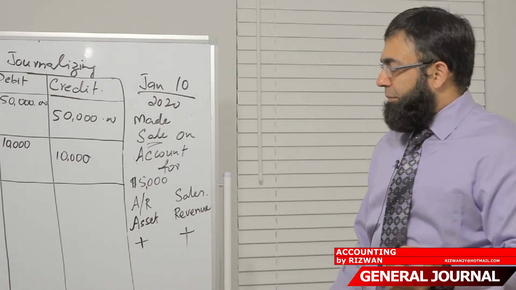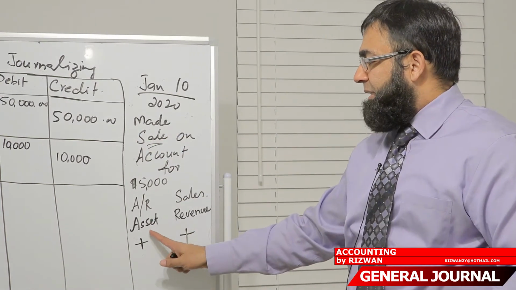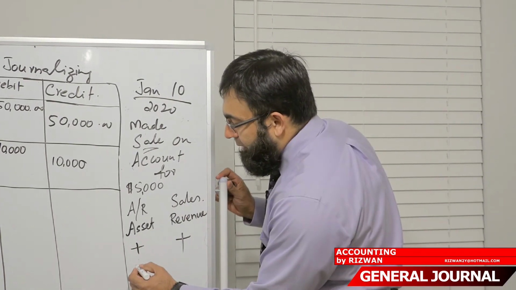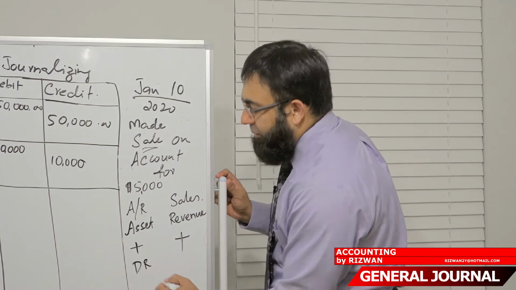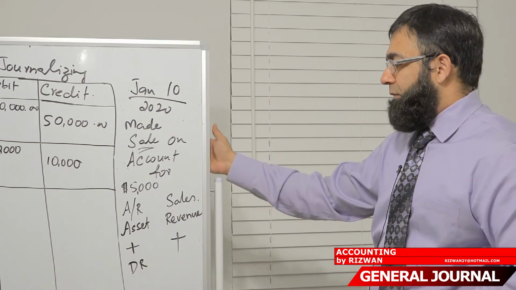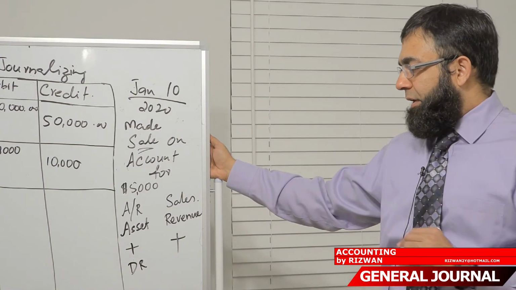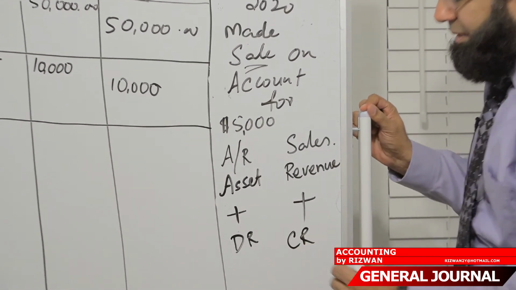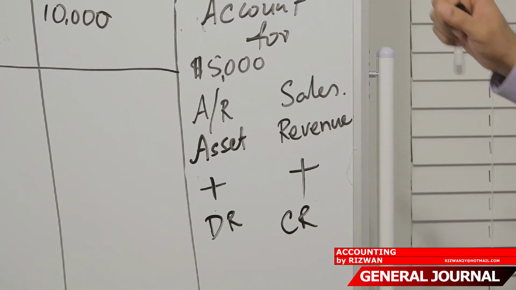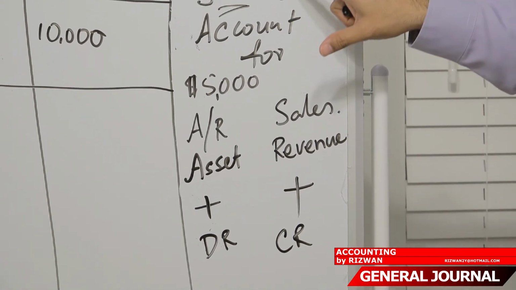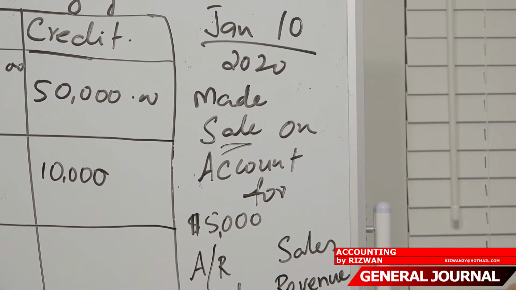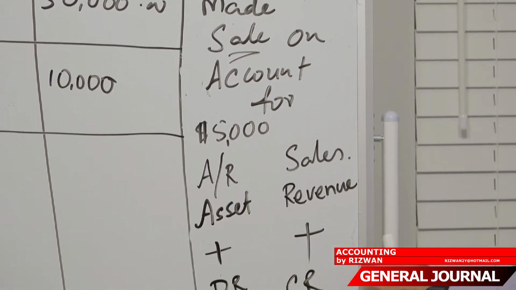You did not have a sale previously. Now you have a sale. Your sale increased. So your asset increased, and your revenue is also increasing. When your asset increases, it will be debited, abbreviated with DR, and revenue will be credited, abbreviated CR, because it is increasing. So the transaction occurred. You have to go systematically and decide which account is going to be debit and which is going to be credit.